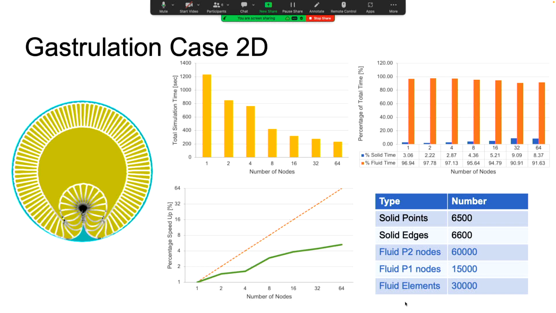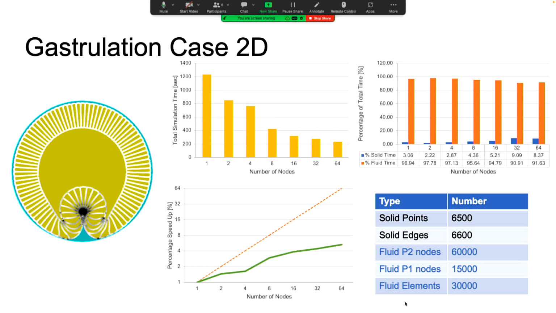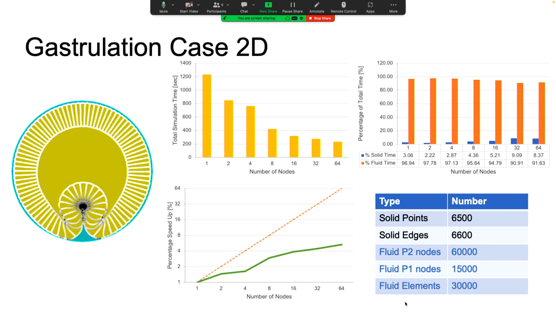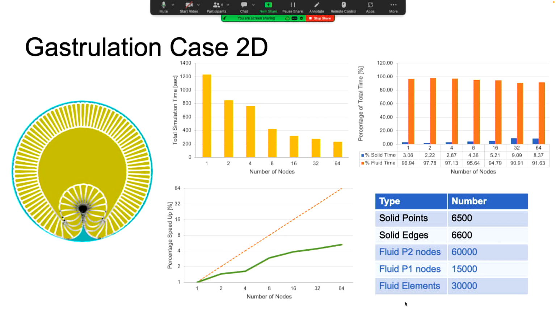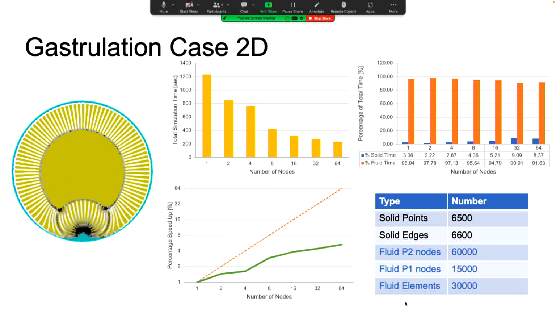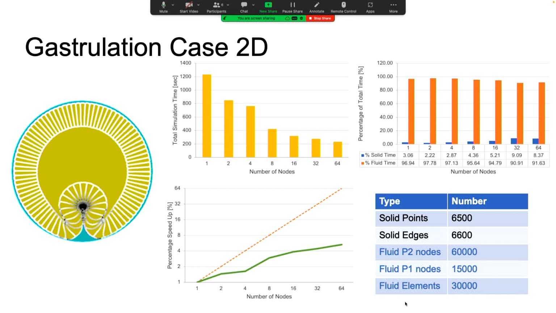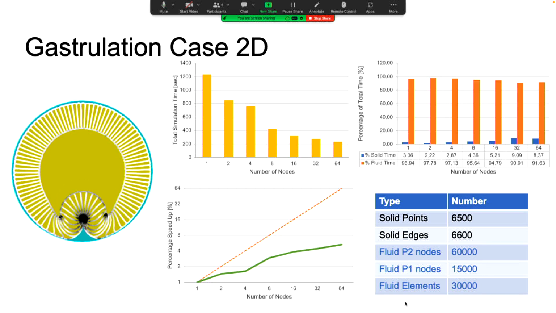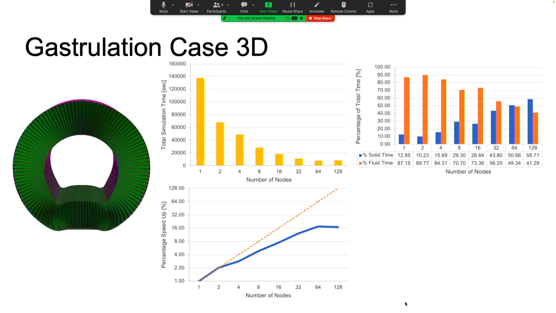When I go to 64 nodes, I'm able to have the solid percent time almost 8%, which is also not that bad. So as long as the right preconditioner and the right solver is used for the fluid, the Stokes equation, which you guys have heavy tutorials on, then this can be even faster. Well, that was not the case when we went to the 3D problem.